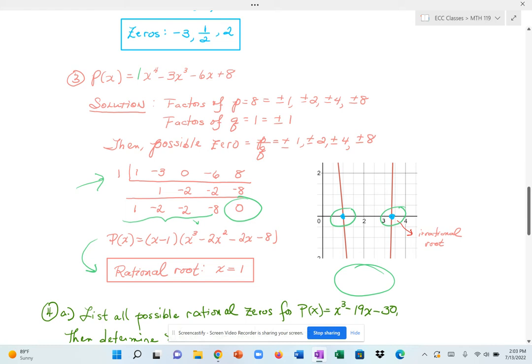And that is a real number, but it's not a rational number. It can't be set up as a fraction. So we have found that this one also has an irrational root, which would not be found with this theorem. So the graph allows us to see that we have two roots here, two real number roots, but only one of them is a rational number, which is x equal to 1.